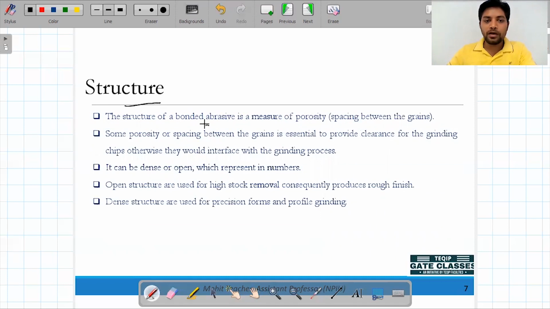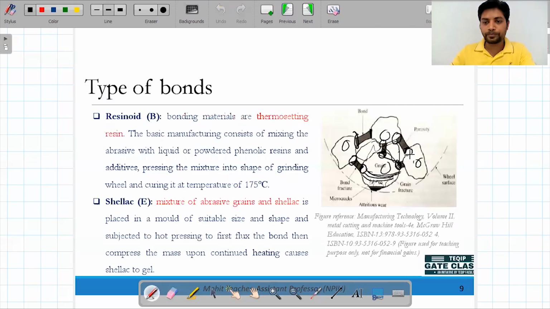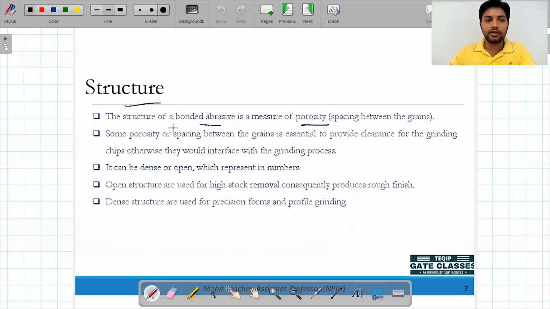The structure of a bonded abrasive is a measure of porosity, meaning this much amount of porosity is there. That is the spacing between the grains and the bonding material. Some porosity or spacing between the grains is essential to provide clearance.